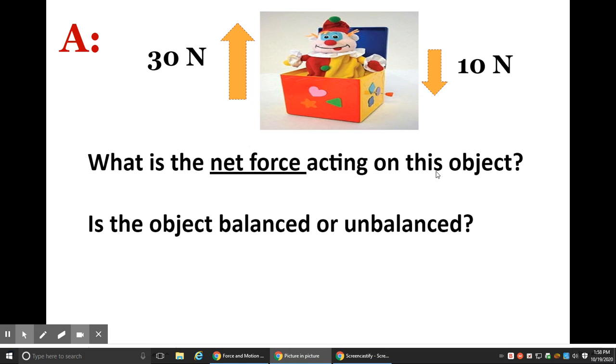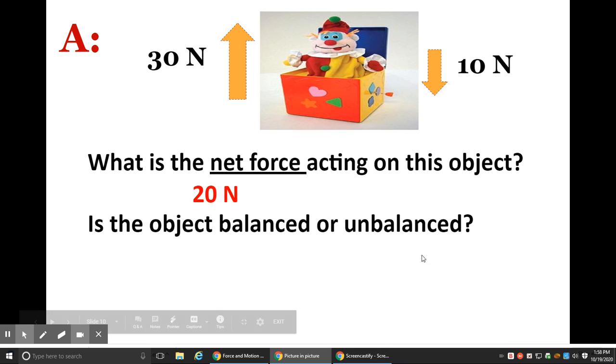What is the net force acting on this object? So the jack-in-the-box is pushing up with 10 newtons of force, and the cover is pushing down with 10 newtons of force. These forces are in opposite directions, so we subtract. 30 subtract 10 would be 10 newtons of force.